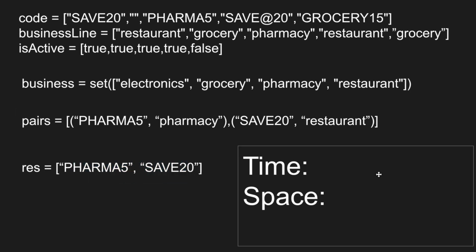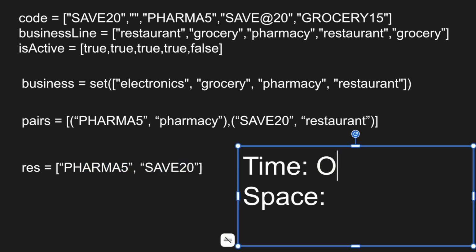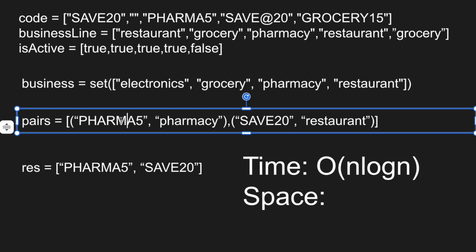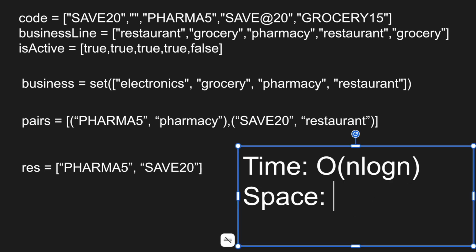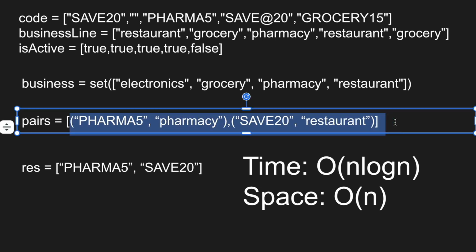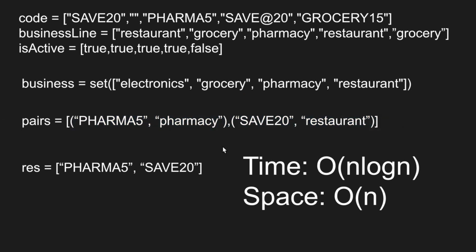Then we can return this as our result. The time complexity would be O of n log n, where n is the number of coupons, because this pairs array, when we sort it, can take up to n log n time. And the space complexity would be O of n, because this pairs array can take up to n space. Now let's get to the coding.